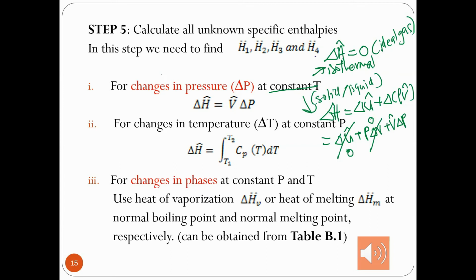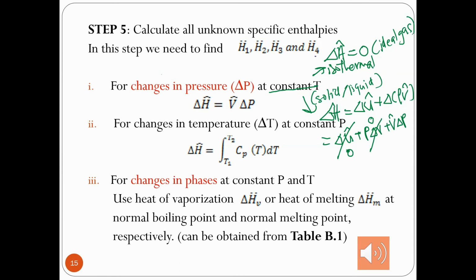The second is for changes in temperature at constant pressure. You still remember we learned about the specific heat capacity at constant pressure, which we need to determine our change of enthalpy. So this also represents the change of specific enthalpy when there's a change in temperature at constant pressure, so we apply the heat capacity.